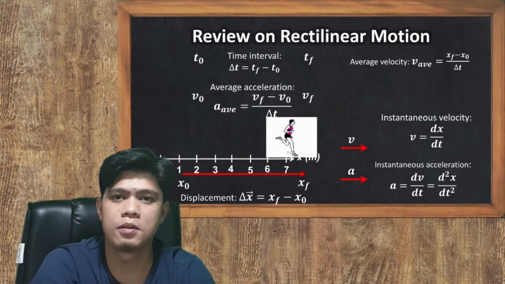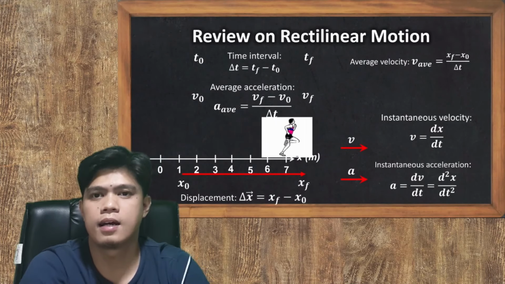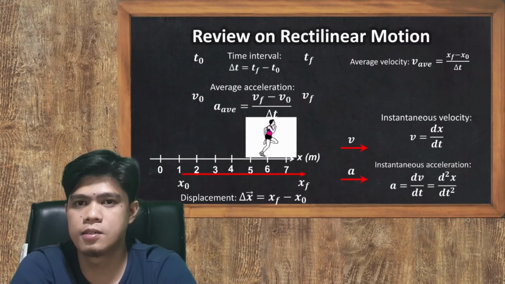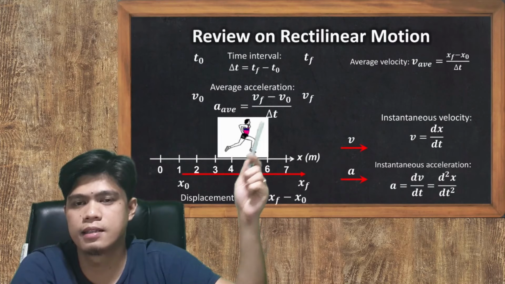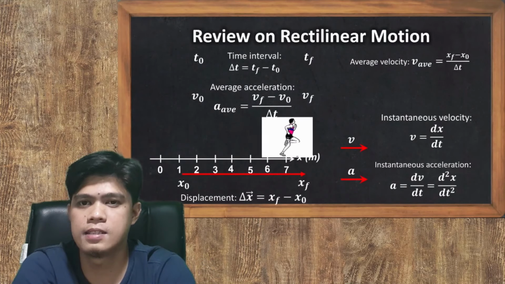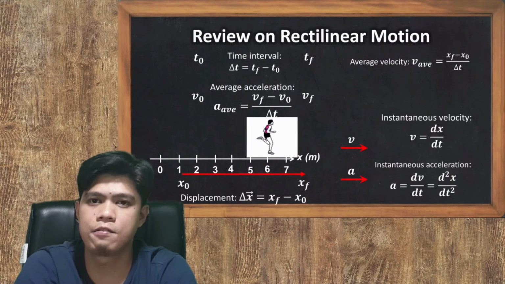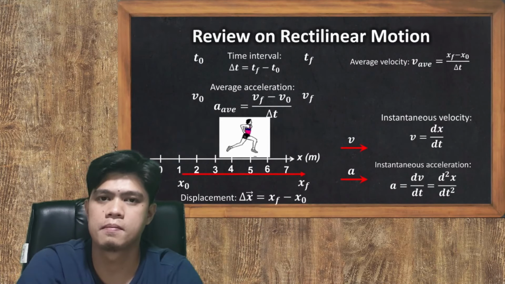Every time your velocity changes, you will have an acceleration, and the average acceleration is equal to v final minus v initial over delta t. So that is the average acceleration. We call that average because we have a time interval.